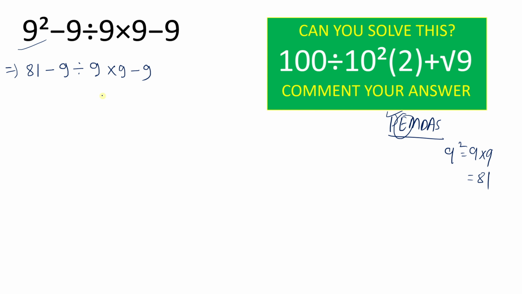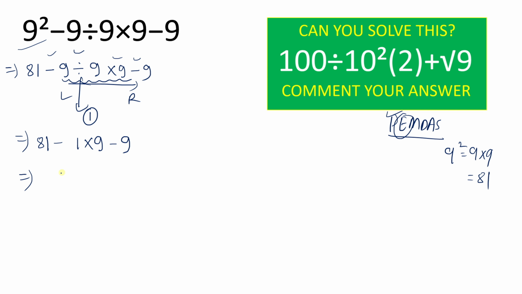Now here we can see four operations: subtraction, division, multiplication and subtraction. Out of these, multiplication and division have higher priority than subtraction, and they both have similar priority. In that case, we have to solve left to right. We have leftmost 9 divided by 9, which gives result 1. So we can rewrite 81 minus 1 times 9 minus 9. And 1 times 9 gives 9, so 81 minus 9, minus 9.